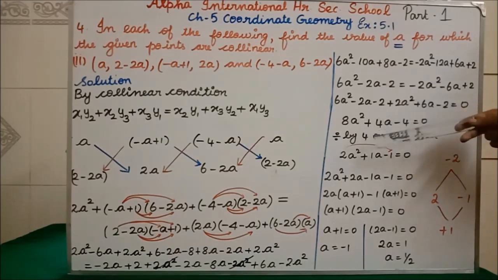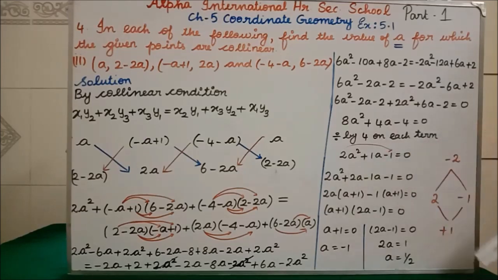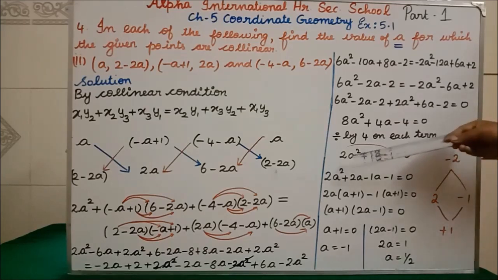We are going to divide each term by 4. So if you divide 8 by 4, 4 by 4 and 4 by 4, we will get 2a square plus 1a minus 1 equal to 0. Here we are going to multiply 2 with minus 1. So we will get minus 2. Down this 1 we are going to write here plus 1.